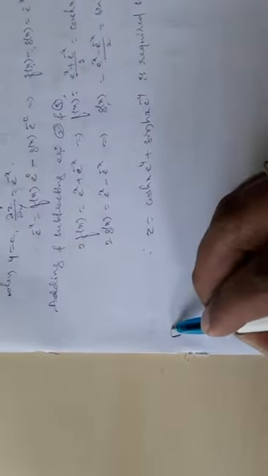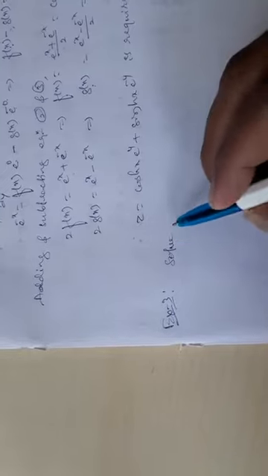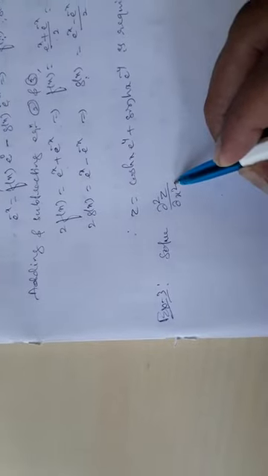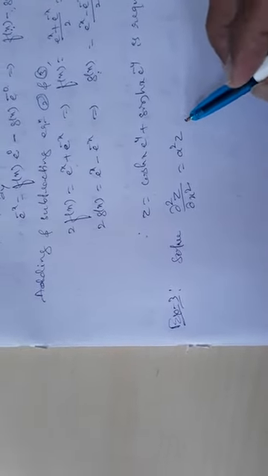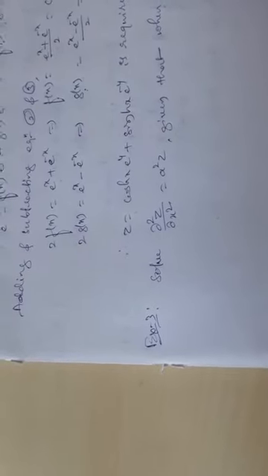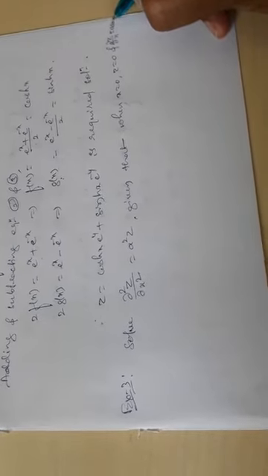Now we consider one more example. Solve ∂²z/∂x² = a² z, given that when x = 0, z = 0, and ∂z/∂x = a sin y.